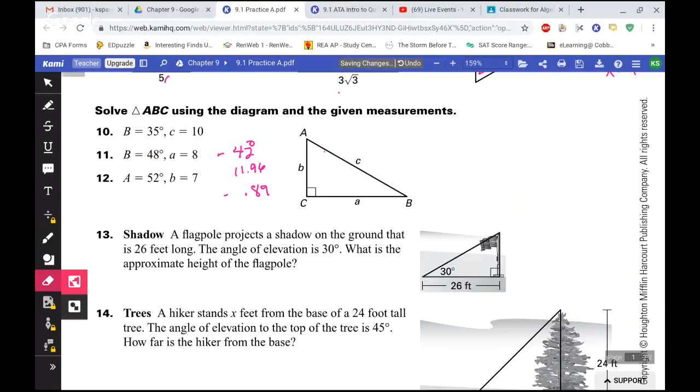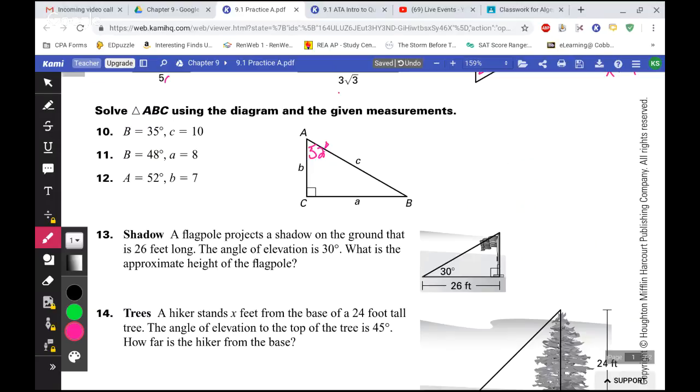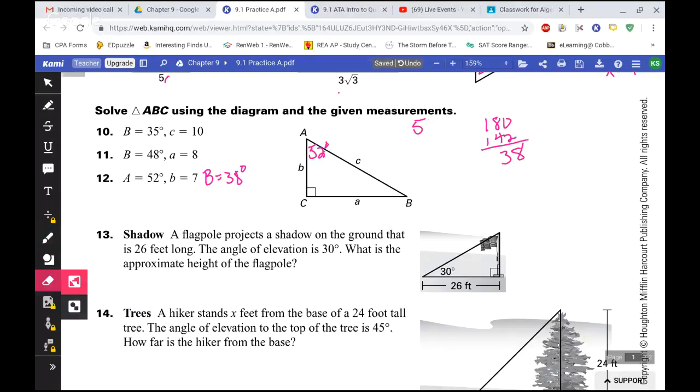So number 12, the measurements are big A, or angle A, is 52 degrees. So we need to find the measurement of angle B. So 52 and 90, 142. Subtract 180 minus 142. So angle B is 38 degrees. For number 12. And now we'll take this given information and mix it with we have a measurement of 7 for this side over here.